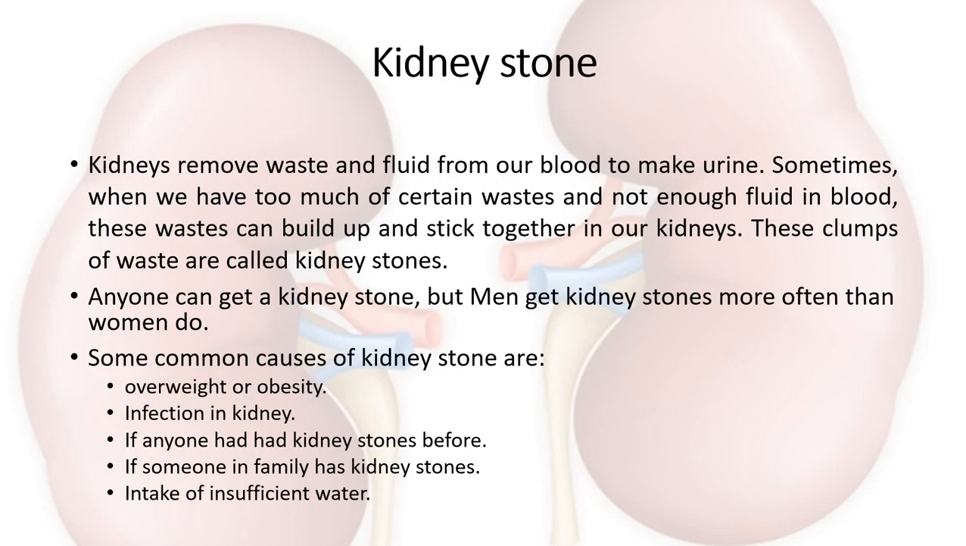So now we are going to talk about one most common kidney disease, which is kidney stone. Kidneys remove waste and different types of fluid from our body as urine. So sometimes when we have too much waste inside our body, and we have not enough fluid to remove those wastes, this waste can build up inside our body. It will stick together in our kidney. This pile of waste can make a stone-like formation. Those stones are called kidney stones.